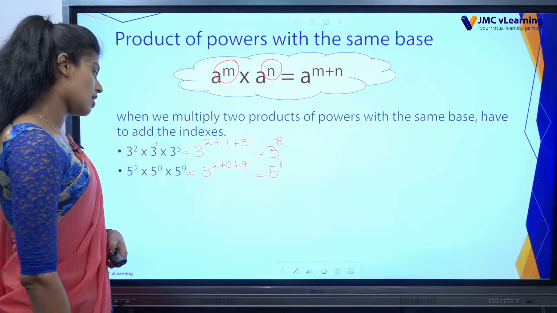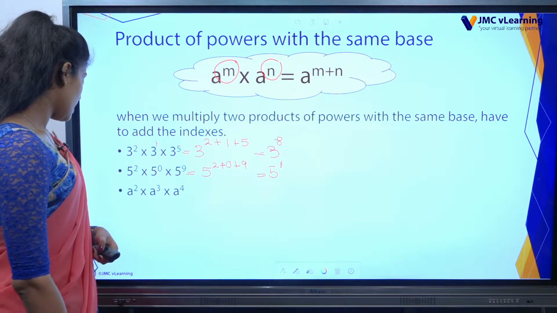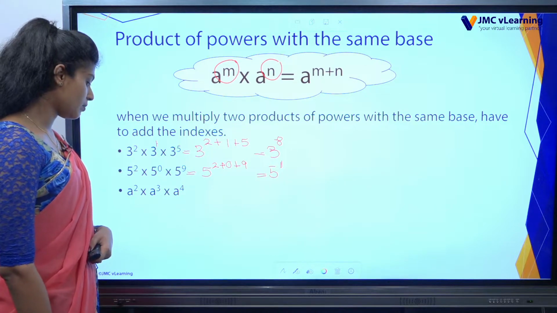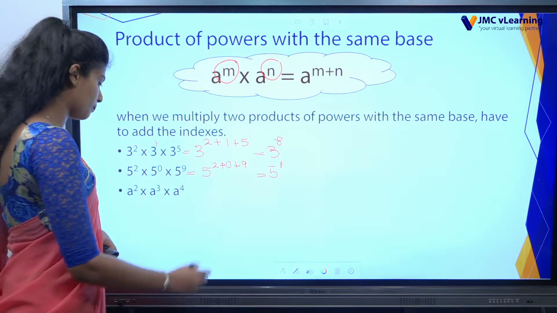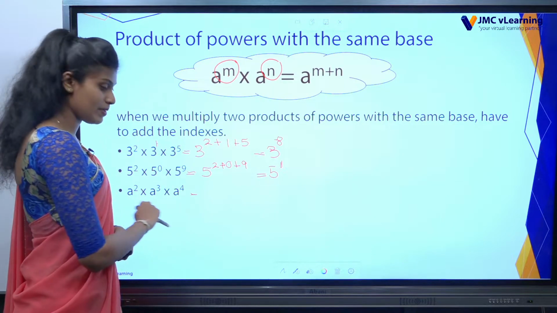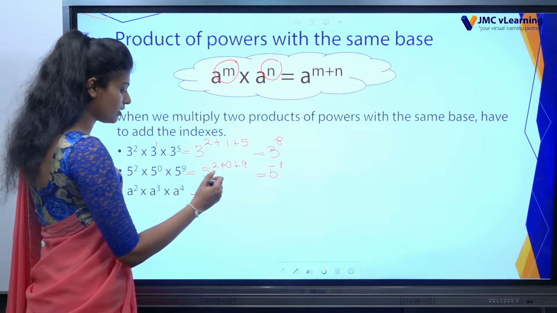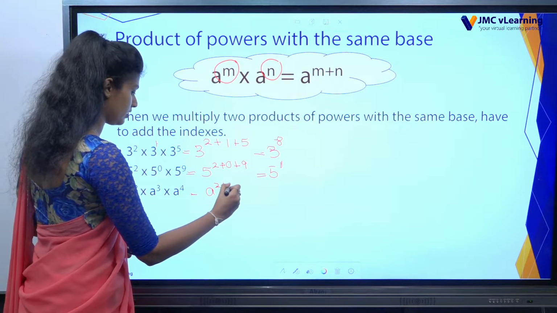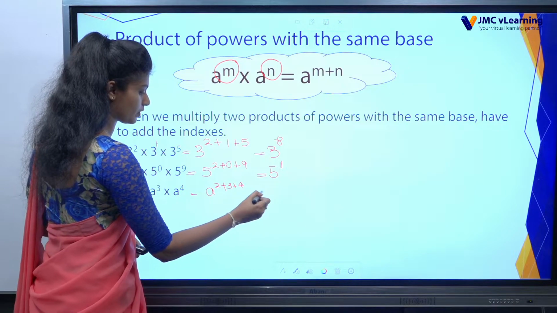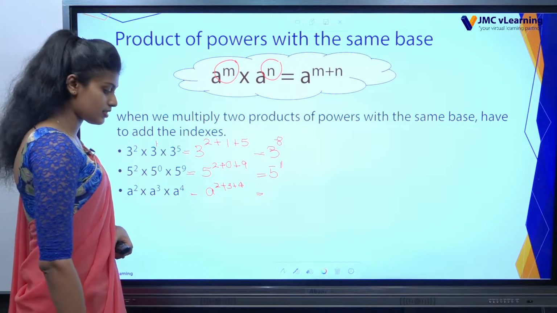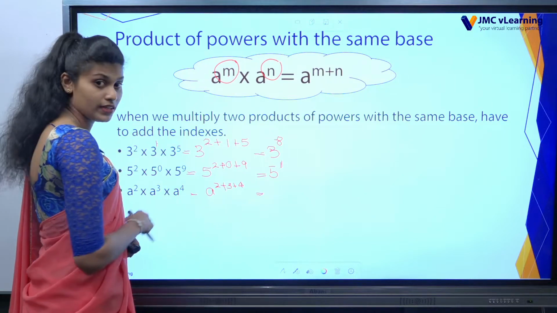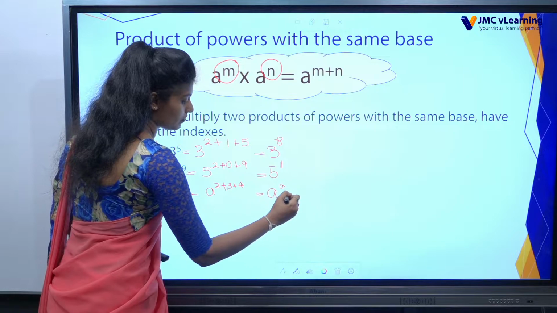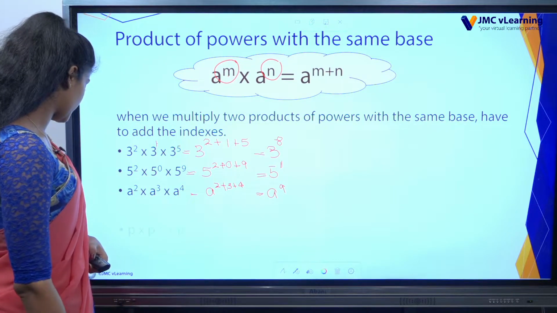That is the answer. Then a to the power 2 multiply a to the power 3 multiply a to the power 4. Here also all the bases are the same. Let's add only the indices. a, 2 add 3 add 4. After adding all these, what is the answer? 4, 3, 7. 7 add 2, 9. a to the power 9 is the answer.